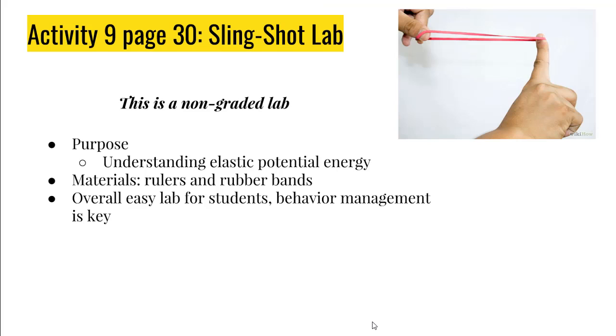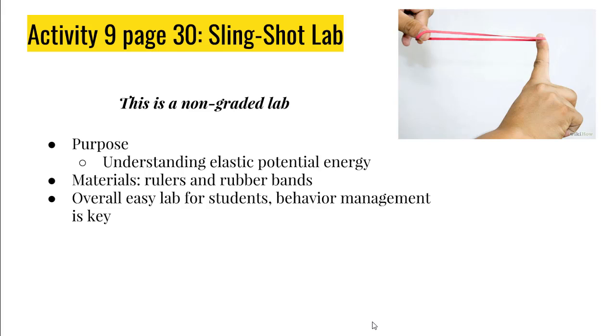Okay, Activity 9, your students are doing a slingshot, and this is a non-graded lab, and it's just looking at elastic potential energy. Students just need rulers and rubber bands, and it's generally an overall easy lab, but as you can imagine, this one could have behavior issues.